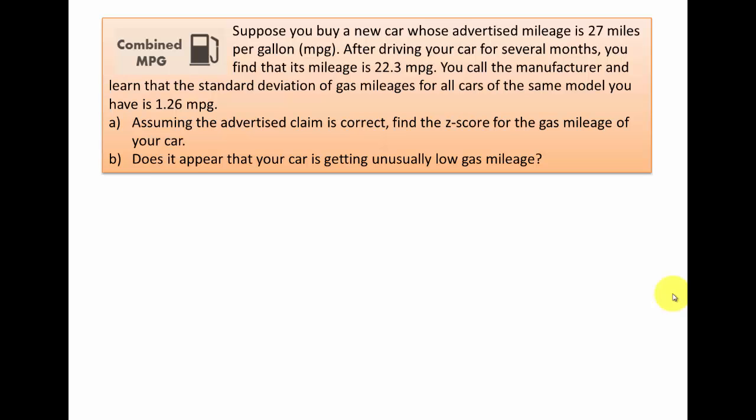Suppose you buy a new car whose advertised mileage is 27 miles per gallon. After driving your car for several months, you find that its mileage is 22.3 mpg. You call the manufacturer and learn that the standard deviation of gas mileages for all cars of the same model you have is 1.26 mpg.